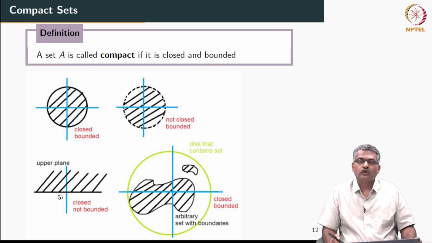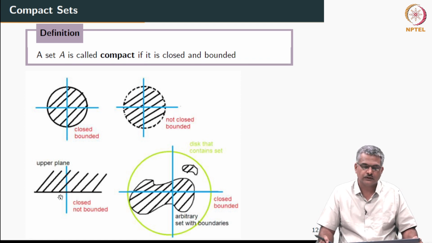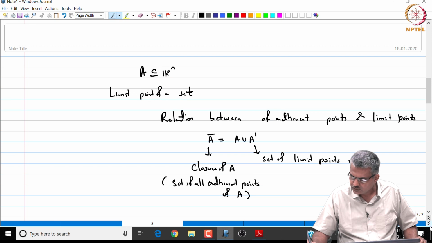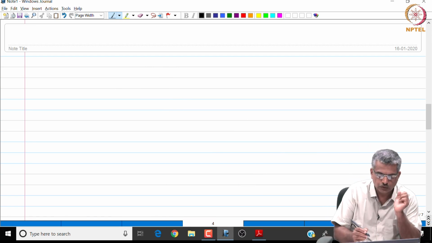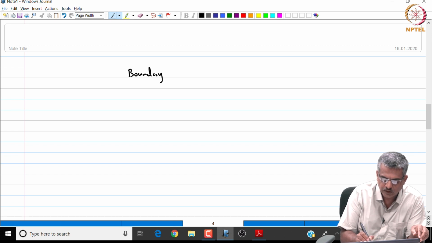The notion of a compact set is very important. We will use it when we do the stability analysis. In fact, we will use it to characterize the notion of region of attraction of an equilibrium point. Next, we will move on to the notion of boundary of a set. Even though we have been talking about the boundary of a set, we have not formally defined it.